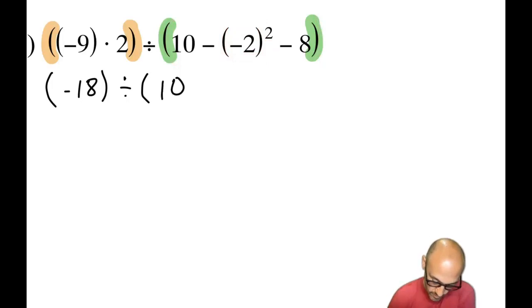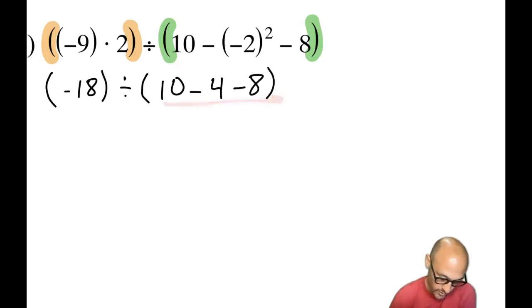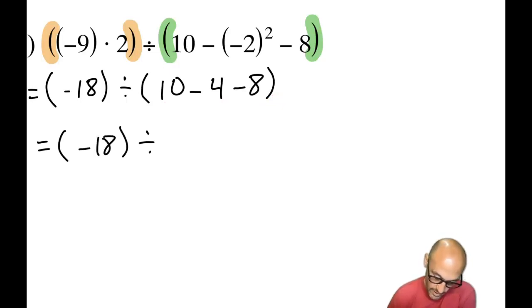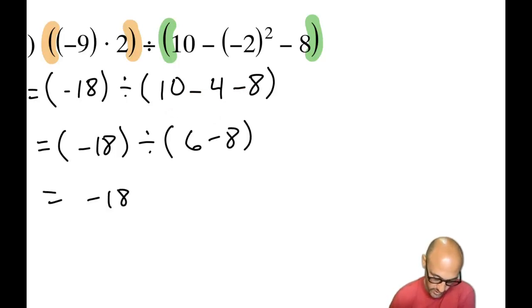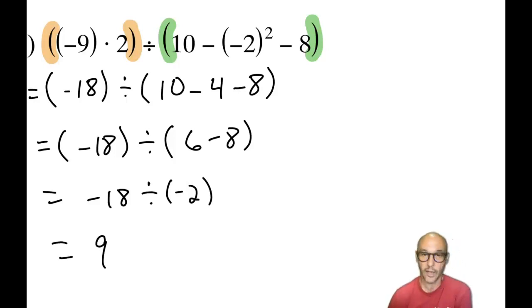So it's negative 2 squared. So we have 10 minus a negative 2 squared, which is a positive 4, minus 8. So we still have more to do inside those parentheses. And it's just a couple of subtractions, so we go from left to right. 10 minus 4 is 6 minus 8. And I can get rid of those parentheses there. 6 minus 8 is negative 2. Negative 18 divided by negative 2 is positive 9. And that is that one.